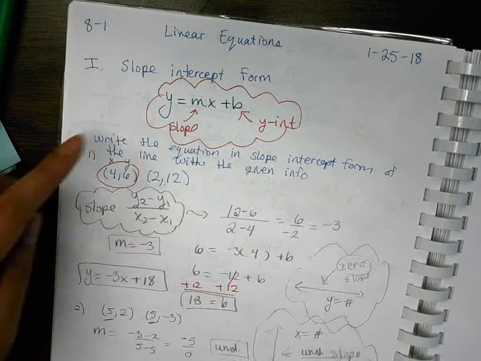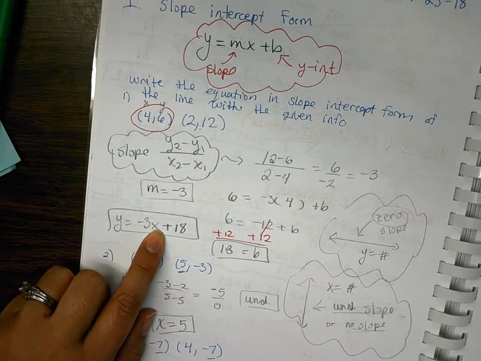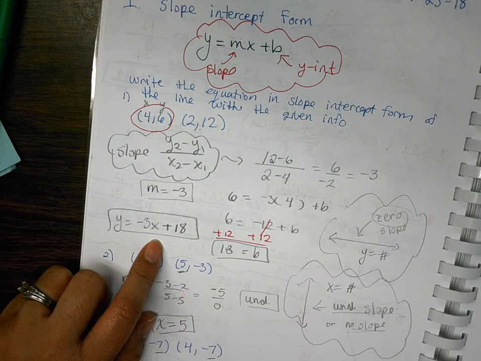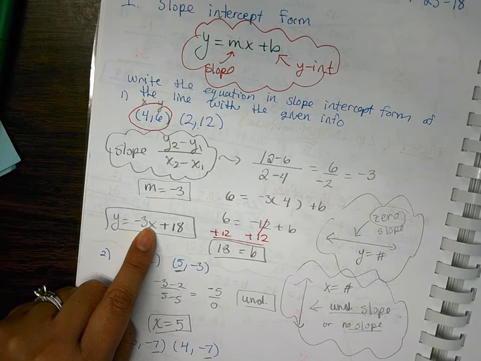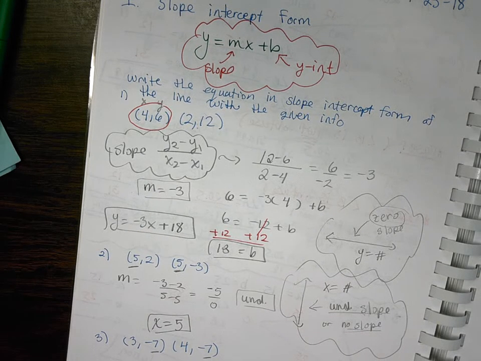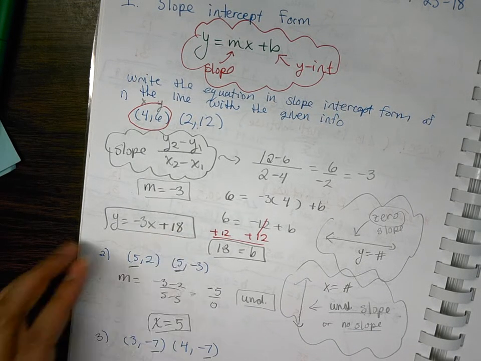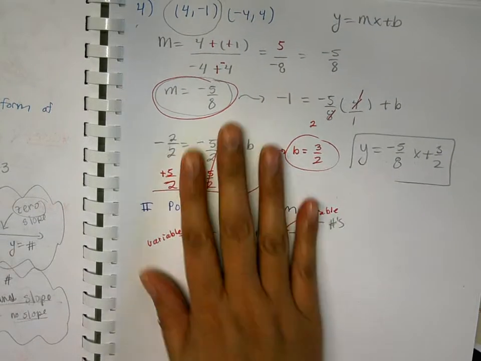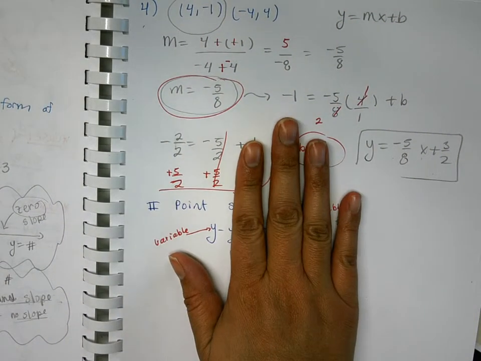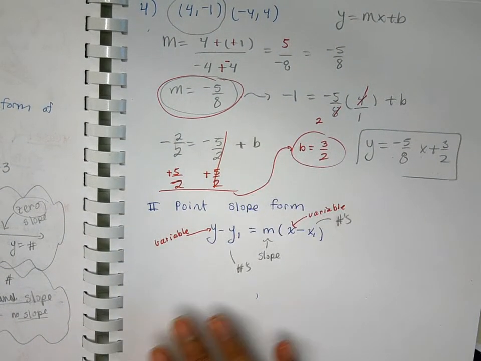This one, anybody know what this one's really nice for? When they ask you to do what with the equation? Graph. Because your y-intercept, you go down 3/1, connect the dots, and you're good. So this is really nice when you're graphing. This is really nice when they're asking you to find the equation of a line. Got it? All right.